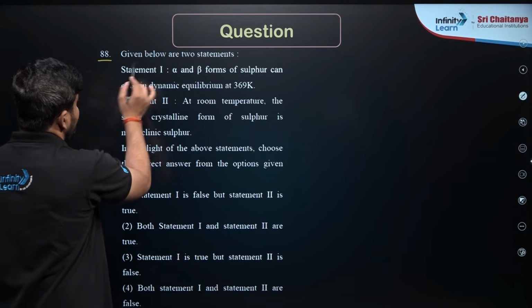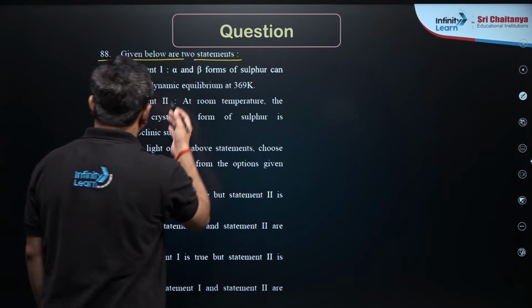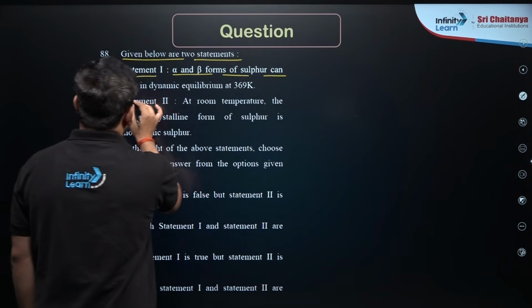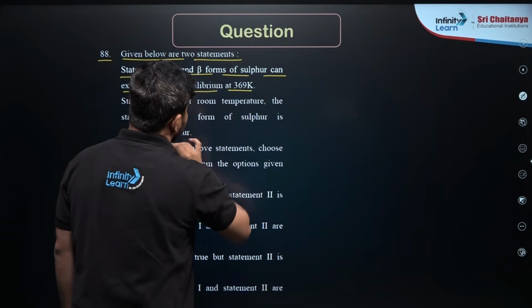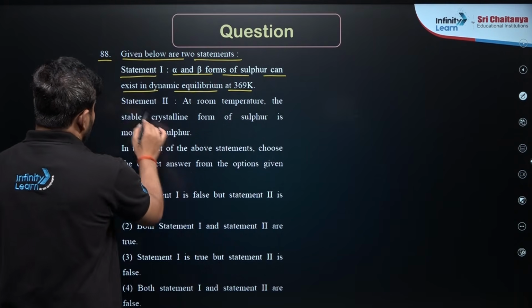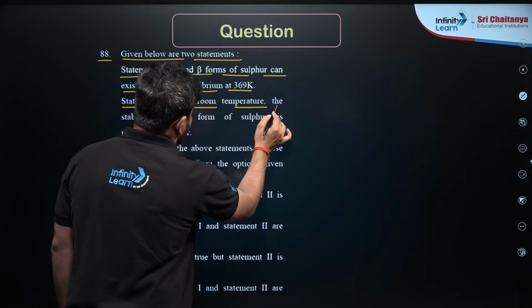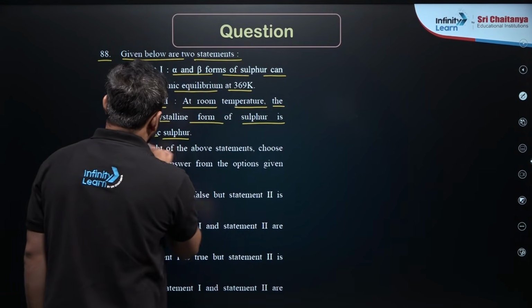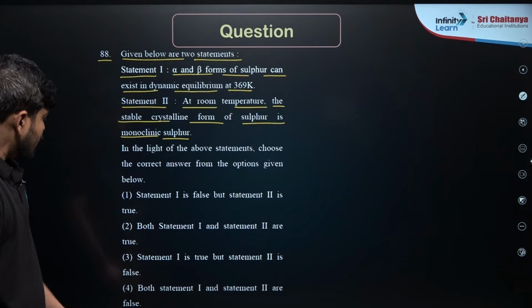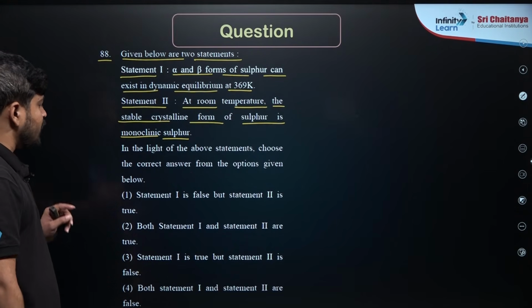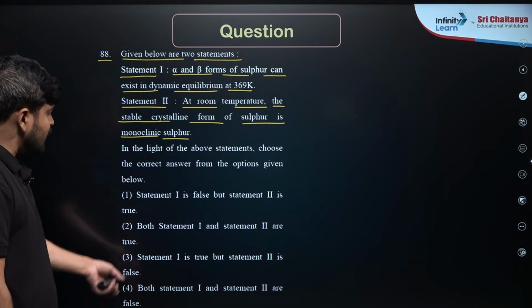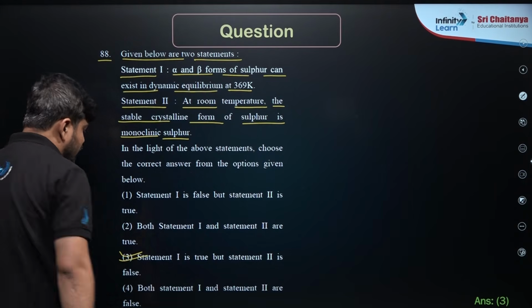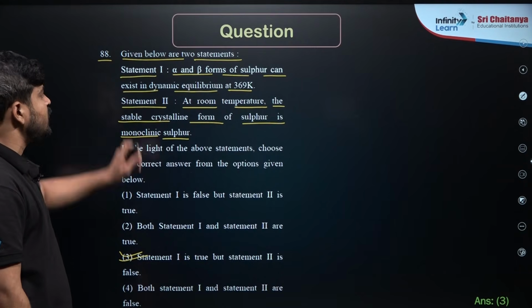Now I am coming here, 88. Given below are 2 statements. Statement first, alpha and beta forms of sulfur can exist in dynamic equilibrium at 369 Kelvin. And statement second, at room temperature the stable crystalline form of sulfur is monoclinic sulfur. So if we discuss both statements, the first one is correct and the second one is false. So which one is the correct answer? First one is true but the second statement is false.